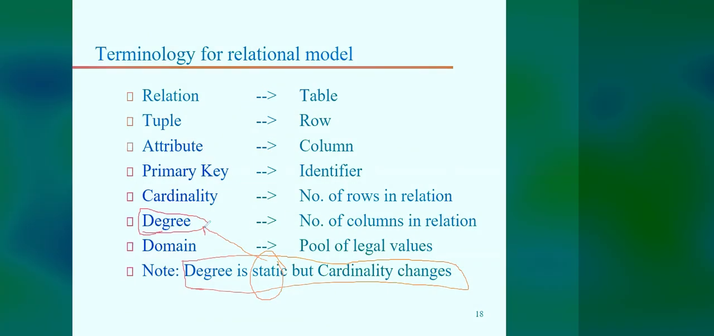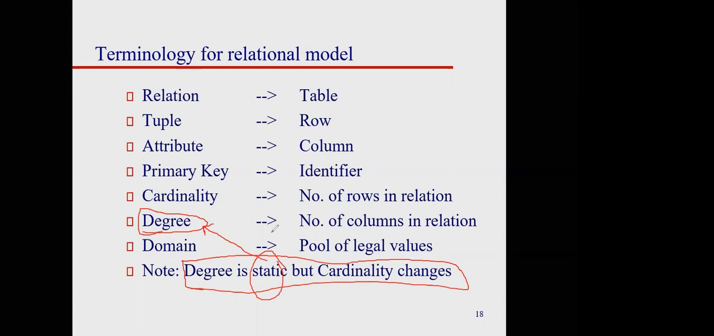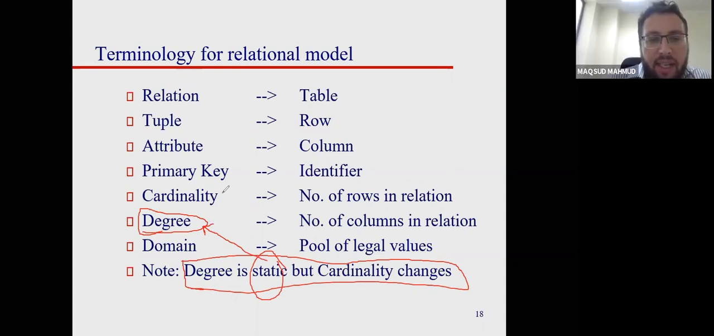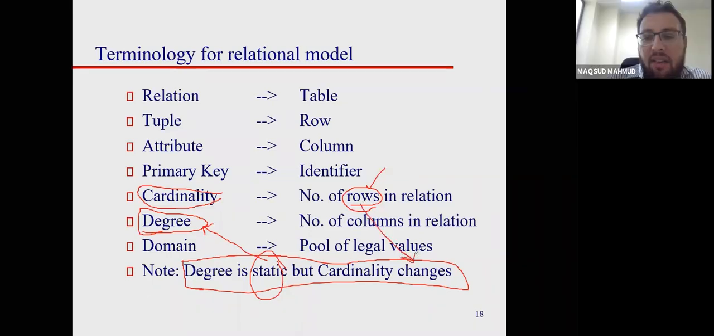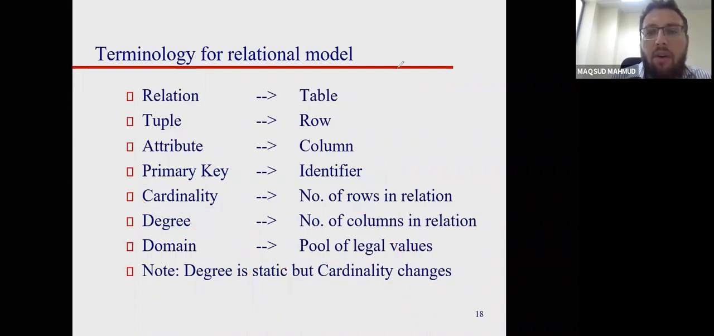But the number of rows, the cardinality, is changing. Every time you have a new student, you add a new student in there. So cardinality is changing, right? But degree is not changing. Why? Because you have a fixed amount of things over there. You can change the degree, but you have to change the structure of the whole table over there, right?